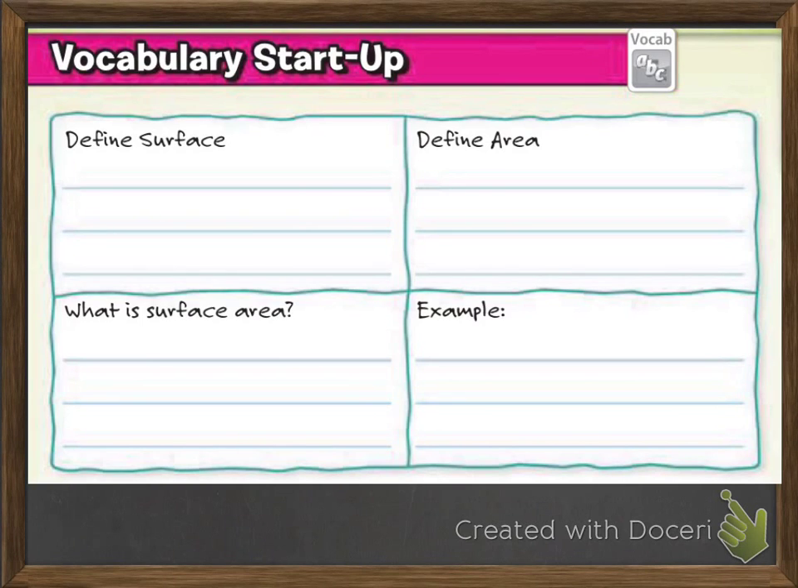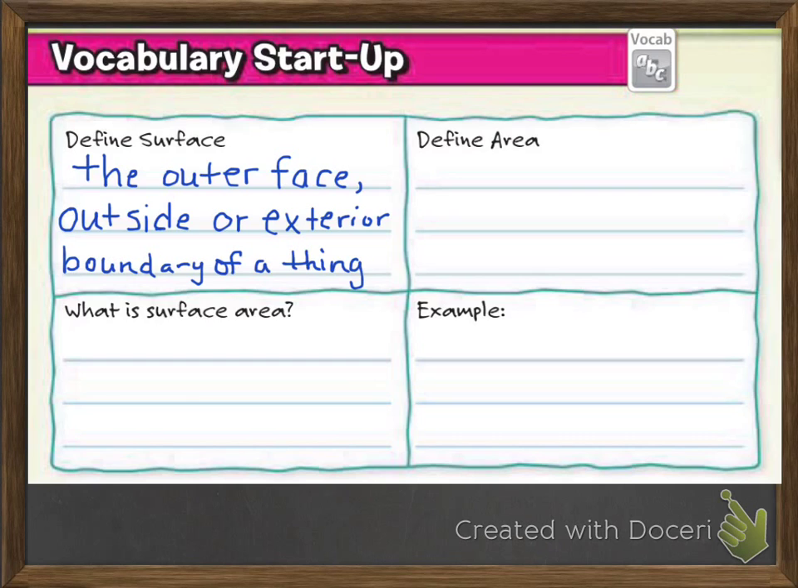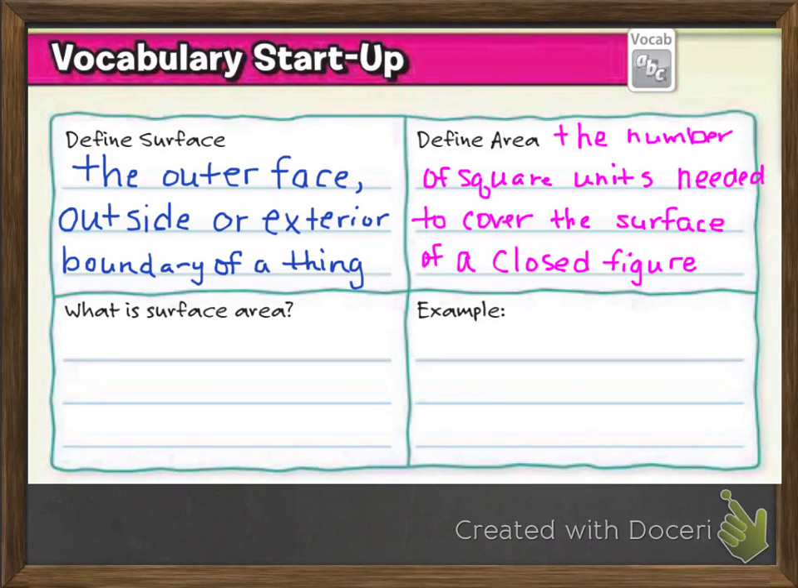Now you should be focused on the vocabulary startup. So it says to define surface, and that just means the real world definition. So we're going to go ahead and do that now. So for define surface, it says the outer face, the outside or exterior, which also means outside, boundary of a thing. So if you're talking about the surface, we're talking about the outside of the thing. Now it says to define area. And as you can see here, I went ahead and wrote the number of square units needed to cover the surface of a closed figure. So we're really talking about the area, just like we talked about with triangles or rectangles. Remember when I talked about the grass being the area, that was the grass inside the fence and the fence was the perimeter.